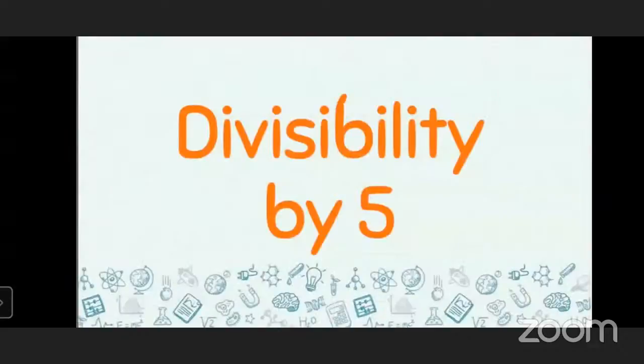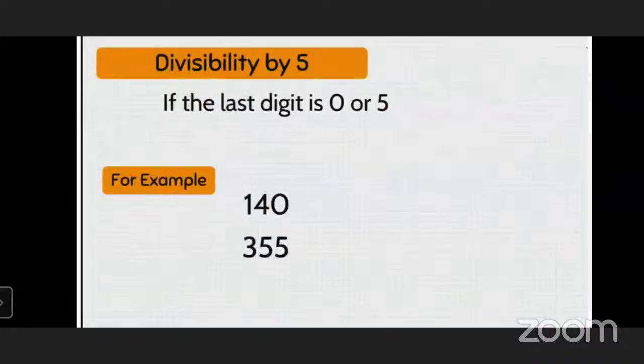Okay, next. Divisibility by 5. This is a very simple divisibility rule. If the last digit is 0 or 5, the number itself is divisible by 5. Wherever 0 or 5 is in the last place, the number will be a multiple of 5. So 140, 355, 150 are some examples of this. Very good.